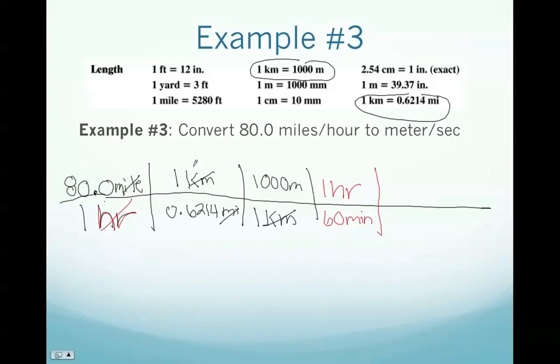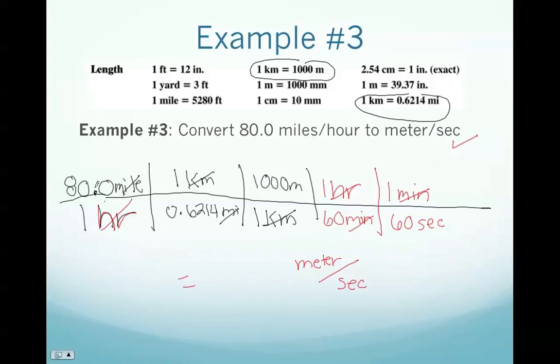Okay, so now my hours can cross out. And then I want to go all the way to seconds. I have minutes in the bottom, so I can then go with minutes up above. I know that 1 minute is equal to 60 seconds. And then minutes cross out. Okay, so then when I get to my final answer, the only unit that's left up in the numerator is meters. And then the only unit that's left in the bottom is seconds. Okay, that matches what I was trying to get to.